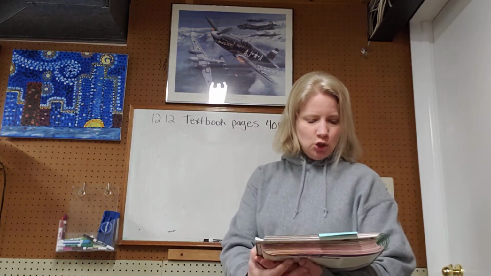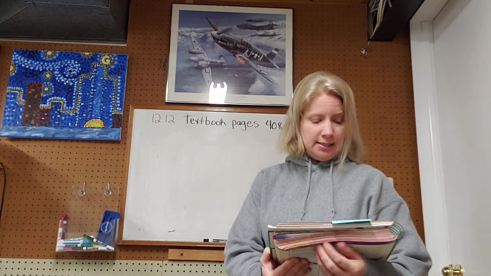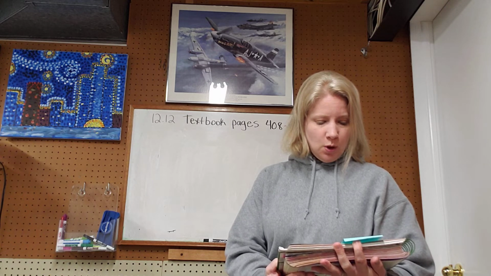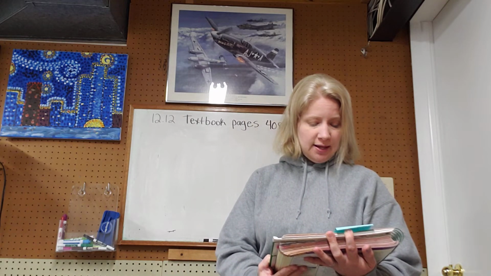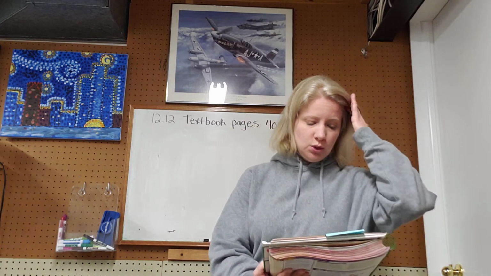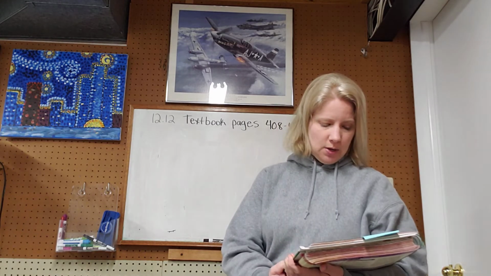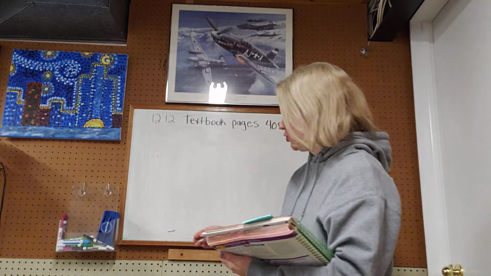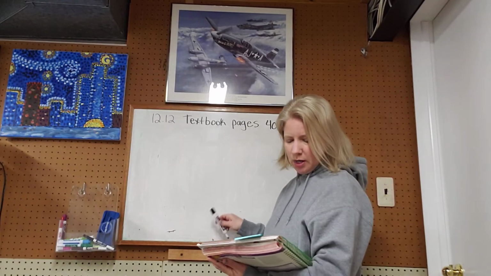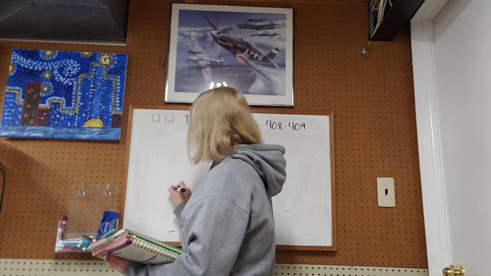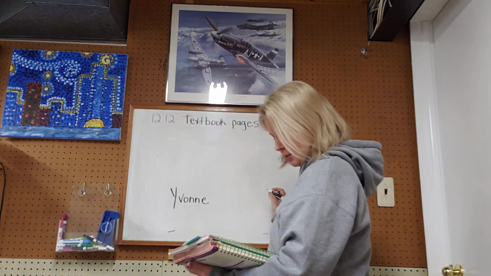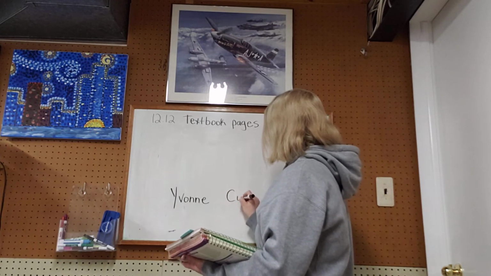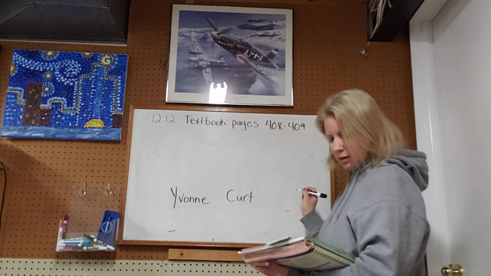Yvonne, Kurt, and Joel each baked bread. Joel's bread rose less than Yvonne's. Joel's bread rose more than Kurt's. If the tallest loaf rose 7 1/4 inch, whose loaf was the tallest? Okay, so you just really have to think about this. Let's draw a picture of it. So Yvonne, and then there was Kurt, and there was Joel.